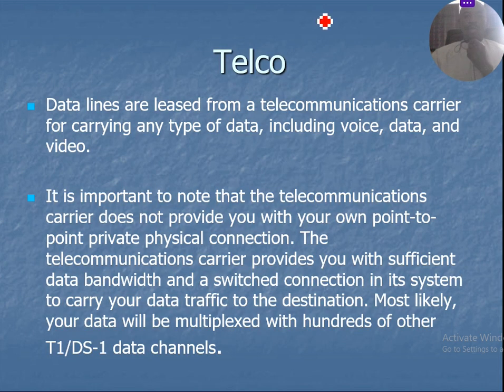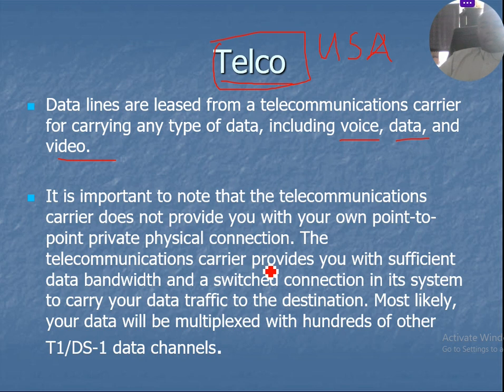Now let's talk about some telecommunication service providers that provide this kind of arrangement. Data lines are leased from a telecommunication carrier, like a telco, like Globacom, like MTN, like 3 in the UK, like Celcom, Digi and Maxis in Malaysia. These are like telcos in the USA. They are telecommunication service providers. Data lines are leased from them, and they carry any type of data, whether it's data, voice or video.